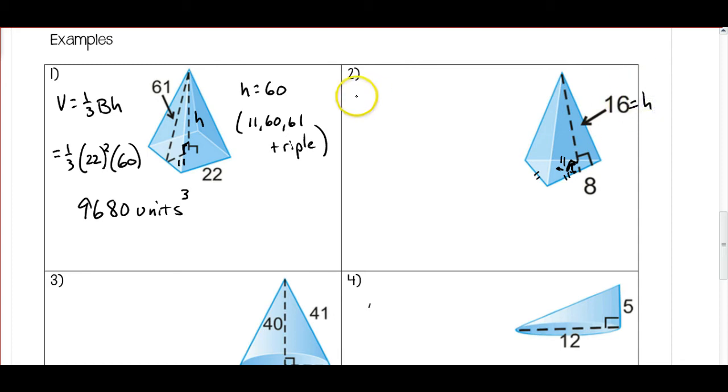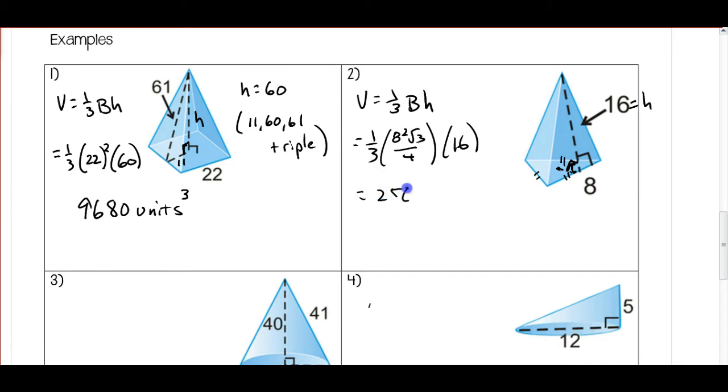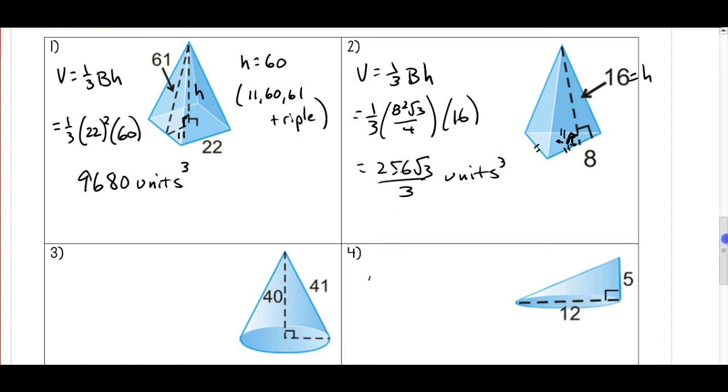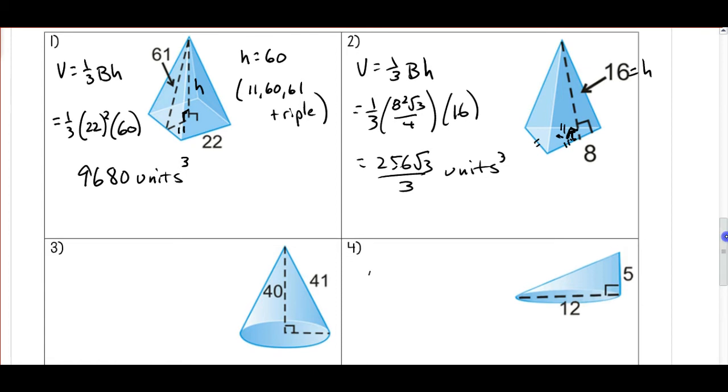So again, we've got the volume is 1/3 area of the base times the height. So it's going to be 1/3. The area of the base is going to be 8 squared root 3 over 4. And then the height is going to be 16. If we simplify this, we're going to get 256 root 3 over 3 units cubed. Alright, pause the video when you need to, and if you have questions, make sure you write them down so you don't forget to ask me.